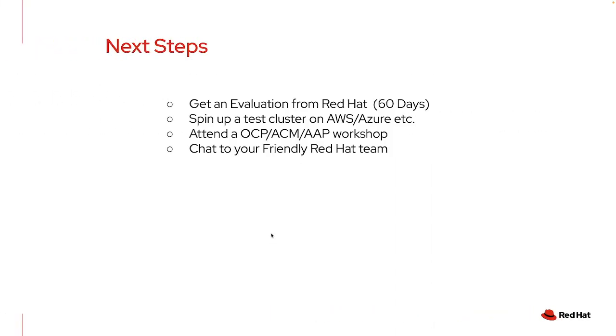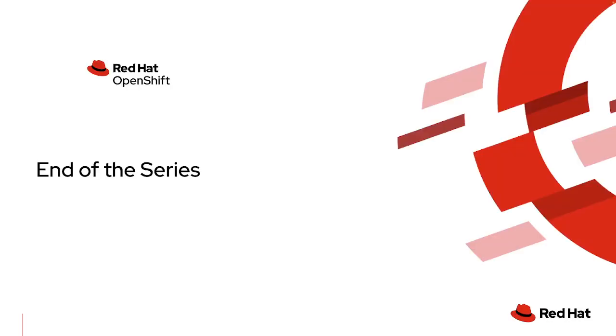So the next steps I would recommend is get an evaluation from Red Hat and do one for 60 days. Maybe spin up a test cluster on AWS or Azure. You can attend an OpenShift, ACM, or AAP workshop, or even chat to one of your friendly Red Hat teams.